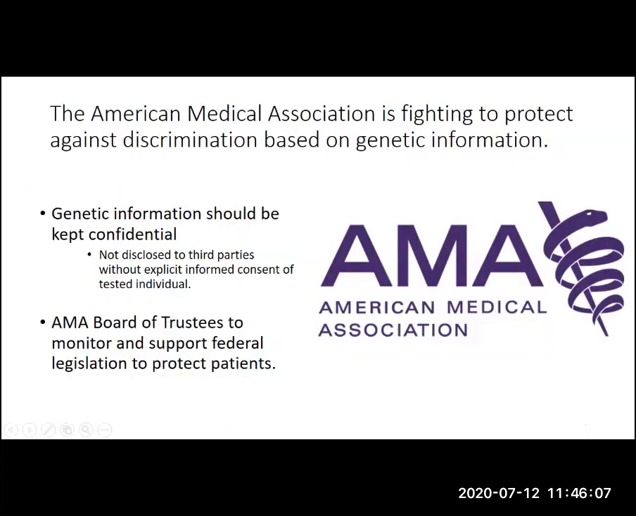Now, the American Medical Association, the main doctor organization within the United States, is fighting to protect against that discrimination based on genetic information. Their viewpoint is that genetic information should be kept confidential, that this is your information that should be shared with your doctors in order to determine the appropriate care and treatment that you should be receiving. It shouldn't be released to your boss. It shouldn't be released to your insurance company. It shouldn't be released to other individuals unless you approve for that to occur.